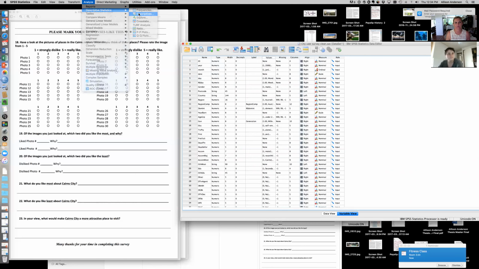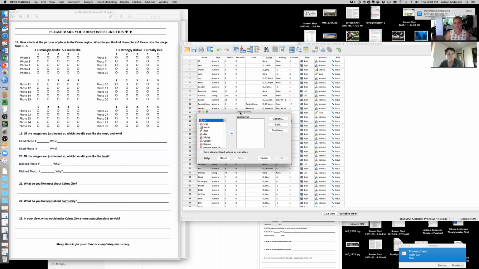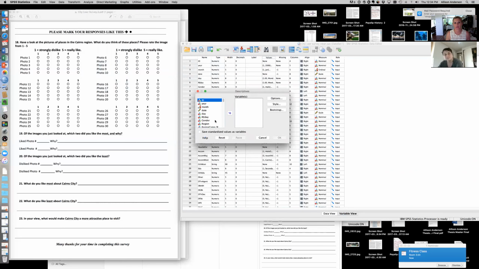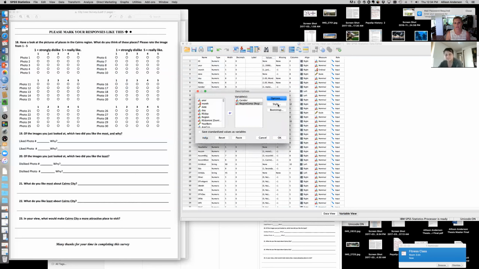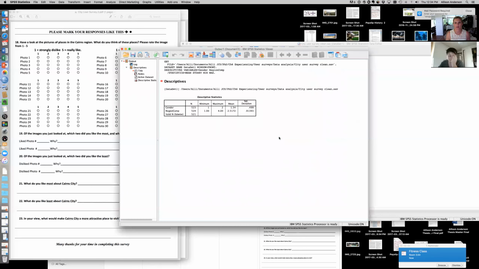Okay, but we can look at any of these. So, for example, descriptives. This is just to show you an analysis. We can look at the gender, and the region they come from. I don't think we need to look at any of that at the moment. We just go okay, and it gives us an output. So there's our description. 523 people answered the gender question, 524 people answered the region composite question, and it gives me a maximum, mean and standard deviation.